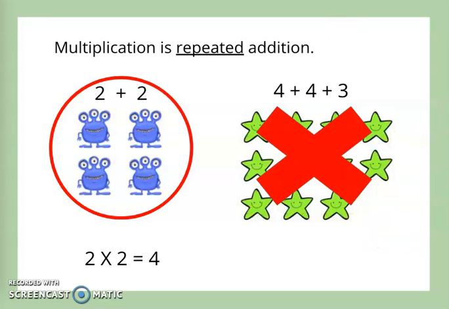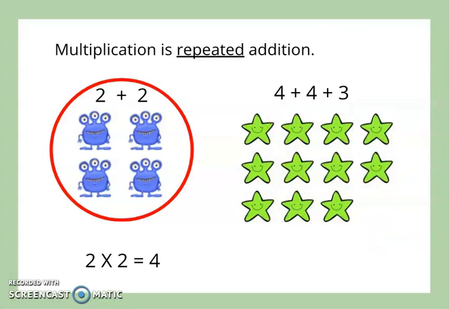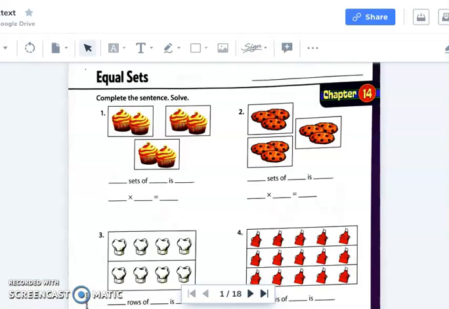Now we're going to move on to our work text. I want you to go to page 227. It should say equal sets at the top. Equal means same. Sets means group. So we're going to be looking at groups of pictures that has same number of objects in each of those groups.